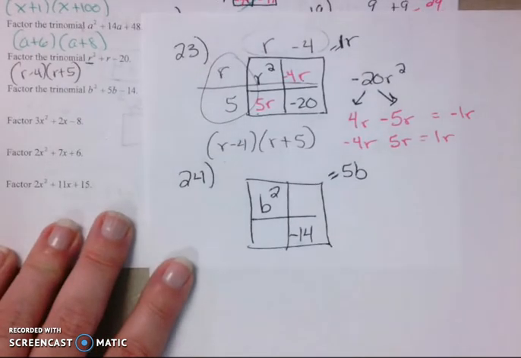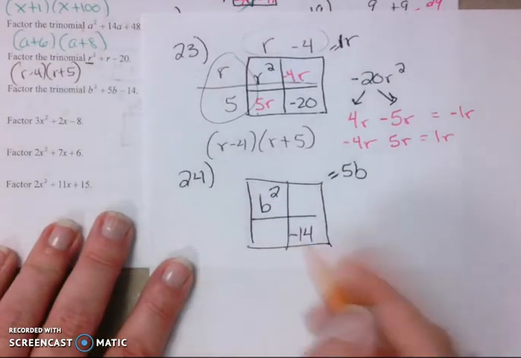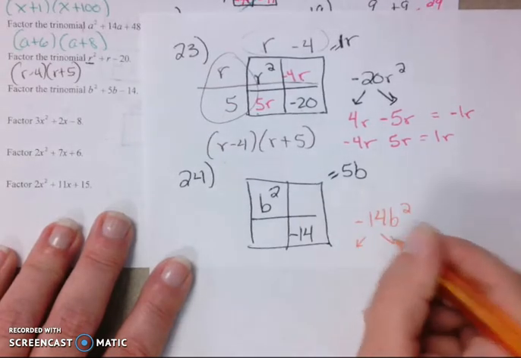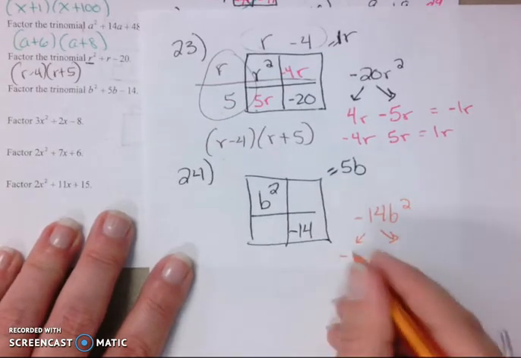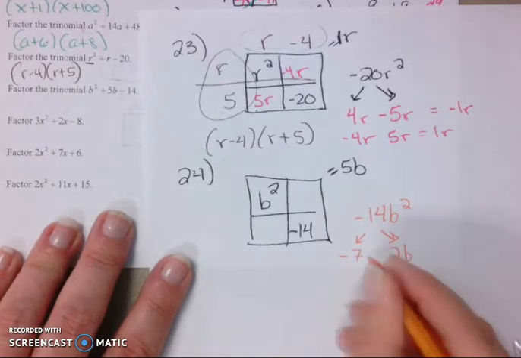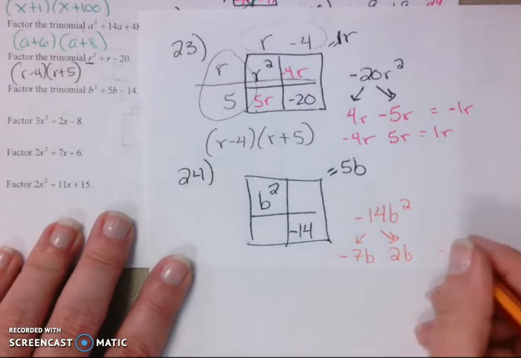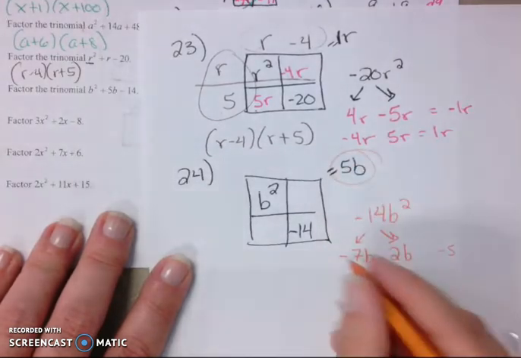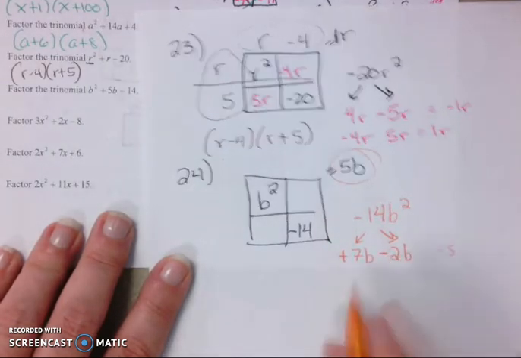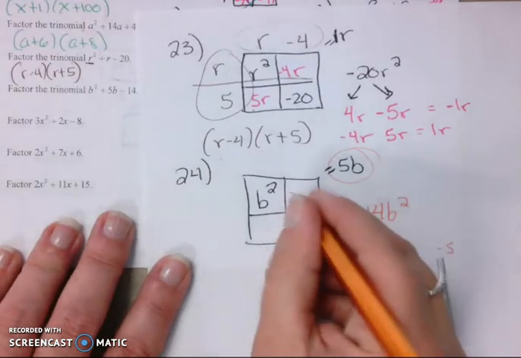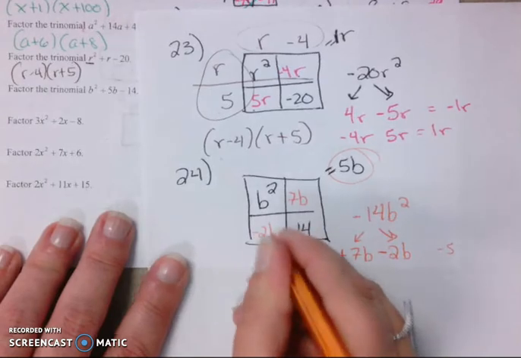Okay, I set up 24. Multiply these together. So what multiplies to be negative 14? Negative 7 and 2. If I add those together, I get negative 5. I want a positive 5, so I just change the signs. Those add to positive 5, multiply to be negative 14. There we go.